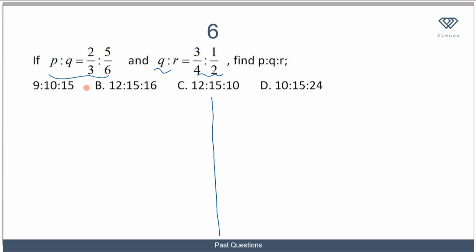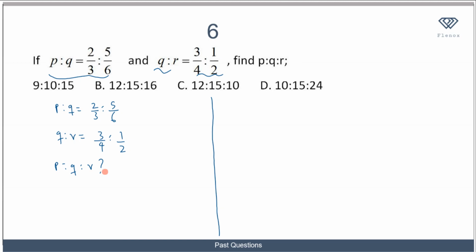So I'm going to write it in this format. We are told that we know P ratio Q is 2/3 ratio 5/6, and we know Q ratio R is equal to 3/4 ratio 1/2. So we are now told to find P ratio Q ratio R. So what is interesting about this question is how do we go about this?